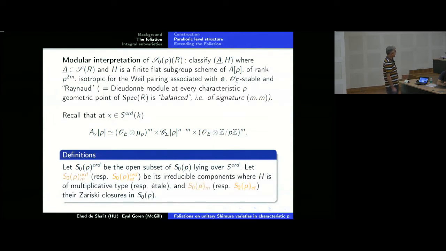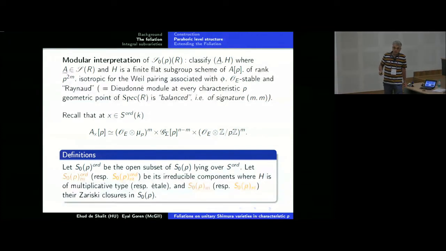from characteristic 0. And to define something that's flat, you have to add another notion of the group scheme being Raynaud, and this technically means that this Dieudonné module at every characteristic P geometric point is balanced. Now, this is not their terminology. We learned this terminology from the thesis of Yoel Belaish, who did the U(2,1) case only in his thesis, Picard modular surfaces, but we borrowed this terminology in general, and it's a little lemma that these conditions are equivalent to what's in the Rapoport-Zink book.